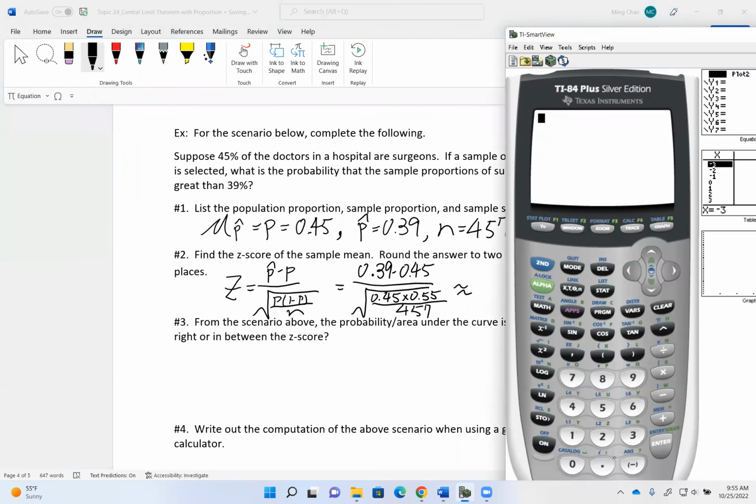Open a parenthesis for the whole bottom: square root of 0.45 times 0.55 divided by 457. Close the parenthesis for the square root, and close the parenthesis for the whole entire bottom. That's about negative 2.58.